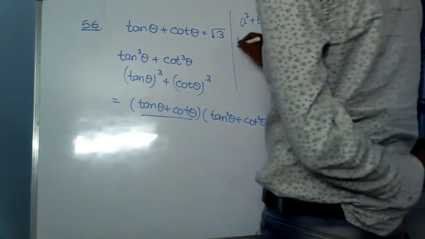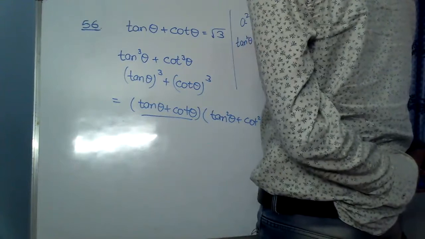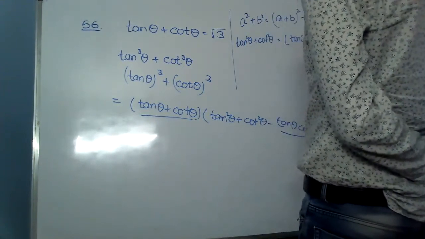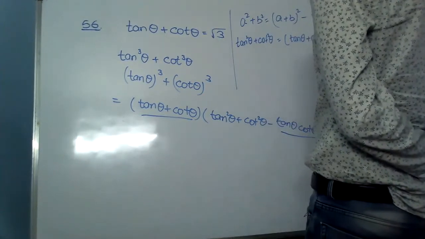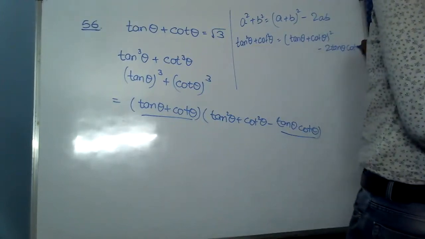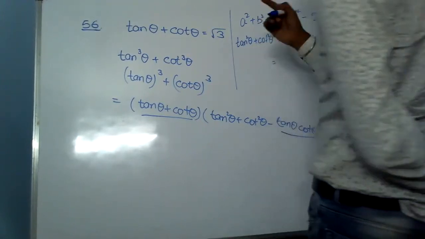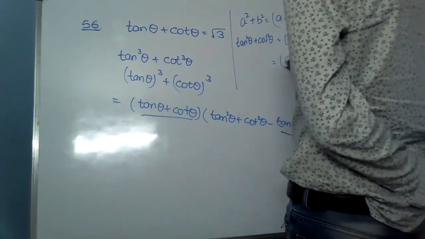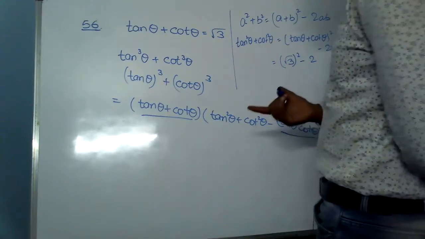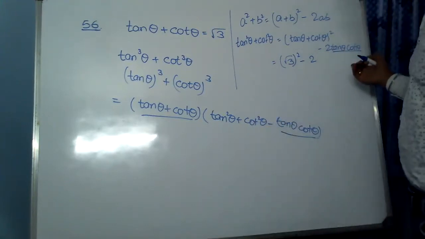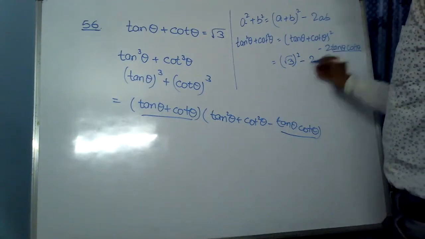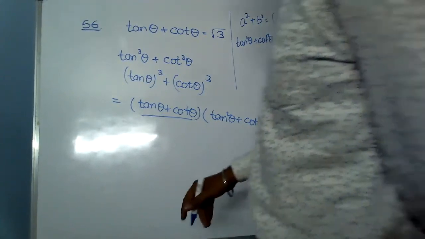So if I want to find out tan square theta plus cot square theta with this formula, I can write it as tan theta plus cot theta whole square minus 2 tan theta cot theta, right? So tan theta plus cot theta is already given to me. It's root 3 whole square minus 2. Tan theta into cot theta is 1. How is it 1? Because cot theta is 1 by tan theta, so tan theta into 1 by tan theta gets cancelled out. So it's 3 minus 2, which is 1. So I got the value of that also.